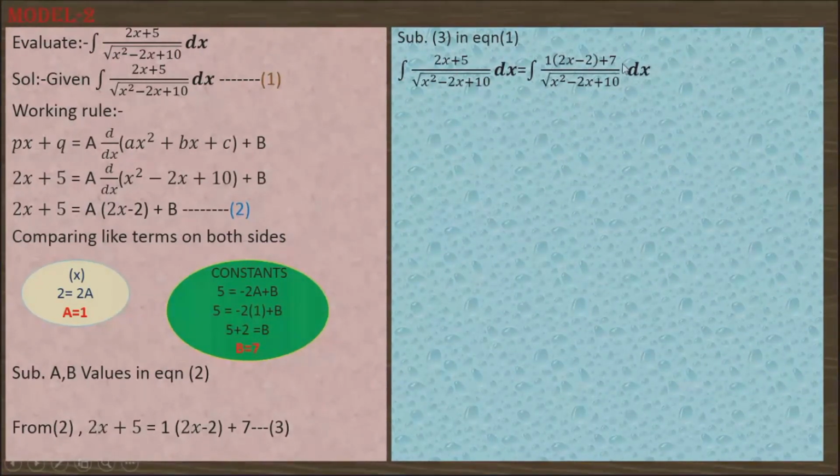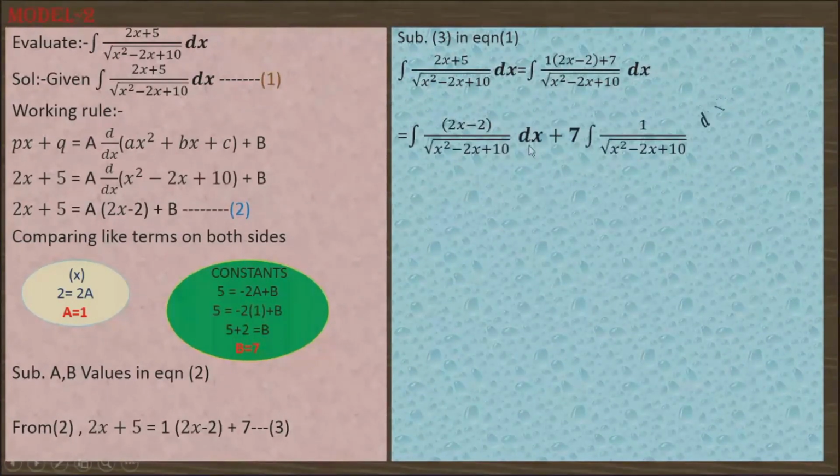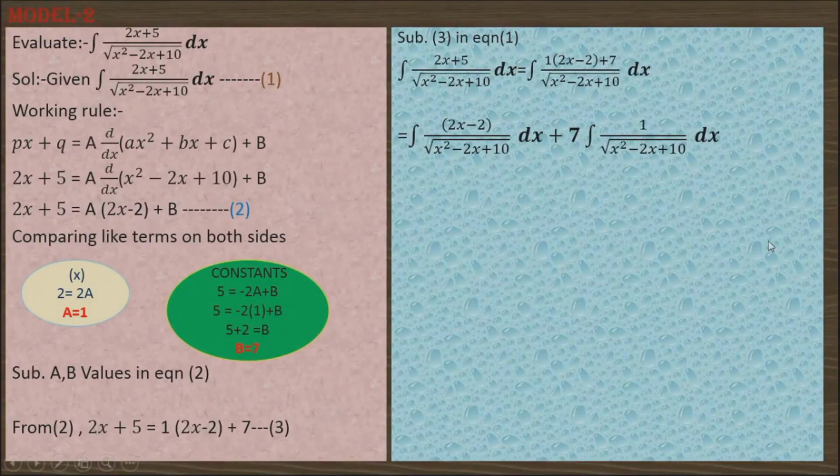Now here I am separating the terms with the denominator. So I am separating with first term. What is the first term here? Integration of 2x minus 2 by root x square minus 2x plus 10 into dx plus second term is 7. So I am taking 7 outside. Integration of it becomes 1 by root x square minus 2x plus 10 into dx. Right. Now observe the first term.